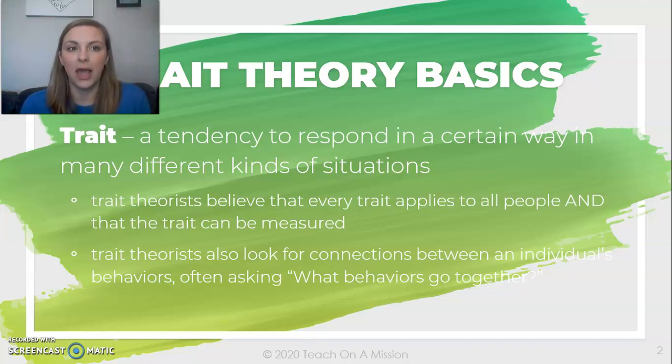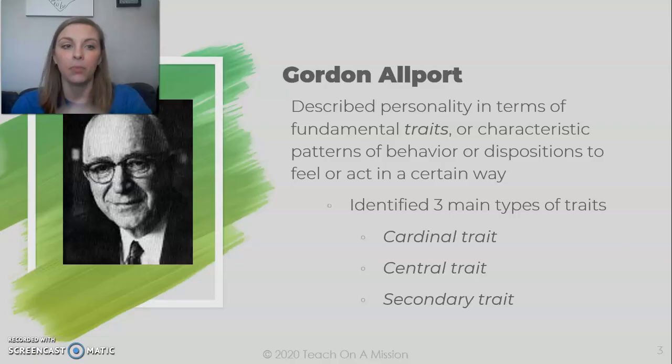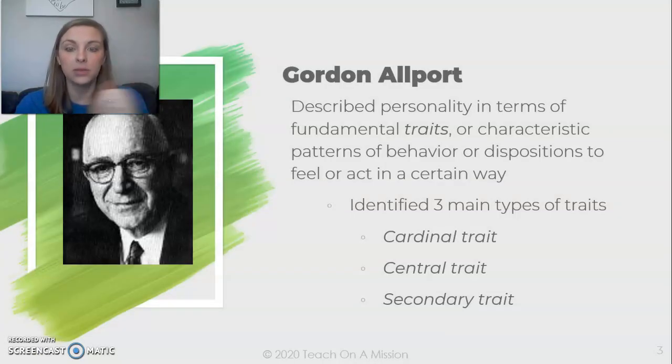Basically, it's looking at how are you going to behave in a certain situation? What behaviors go together? What can we predict about your behavior because of your personality? So you will act a certain way in a situation because of a certain trait. Make sense? So Gordon Allport was kind of one of the leading psychologists in trait theory.